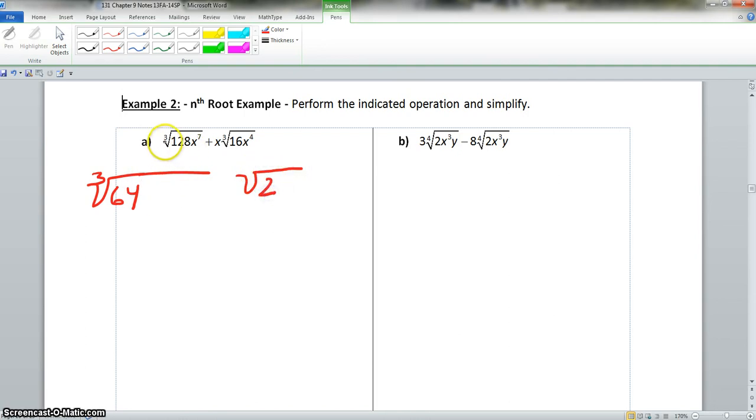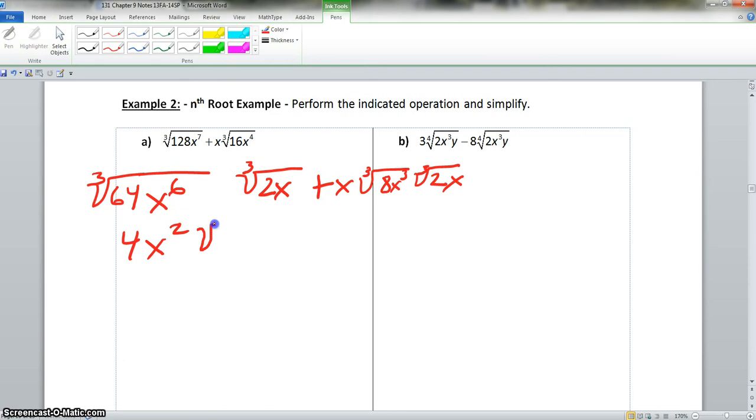This will be 2. Now the cube root of x to the 7, we know the highest perfect cube is x to the 6, and that'll leave us x. Now plus, we have x, and the highest perfect cube of 16 is 8. And that'll leave us 2 left over. And then the highest perfect cube in x to the 4th is x cubed, and that'll leave an x. Cube root of 64 we know is 4. Cube root of x to the 6 is x squared. And we'll bring over our cube root of 2x.